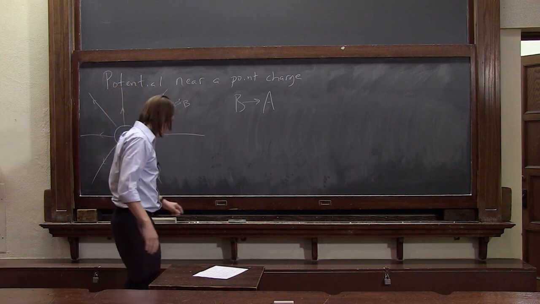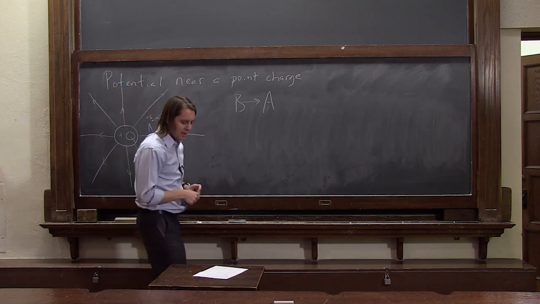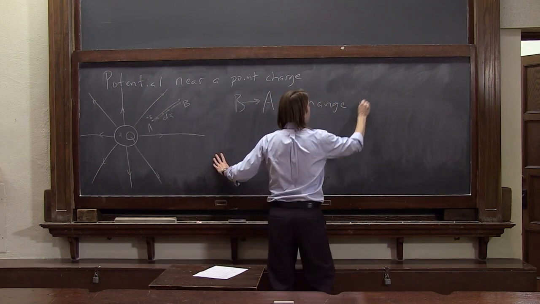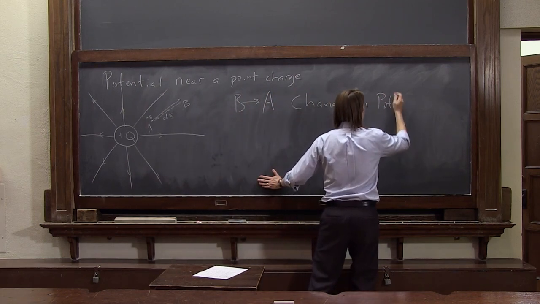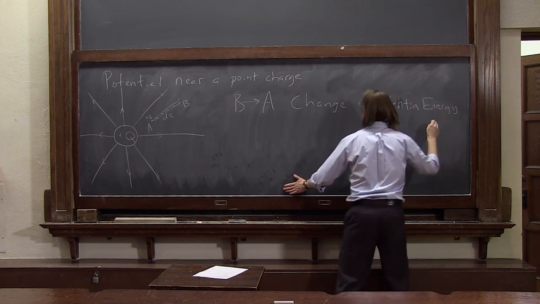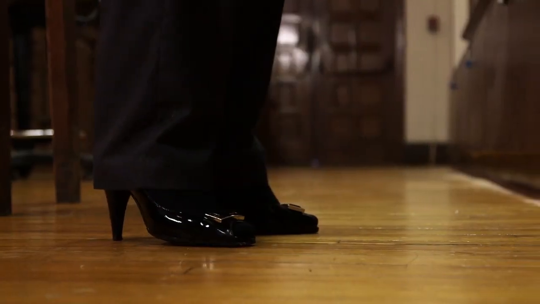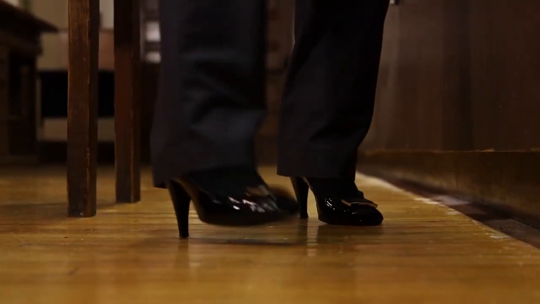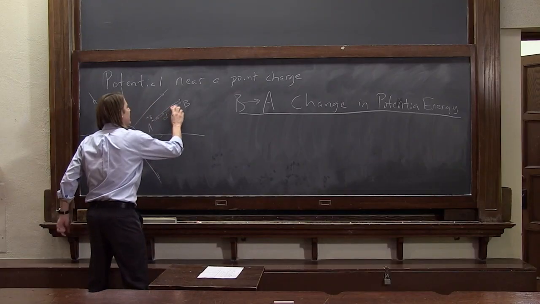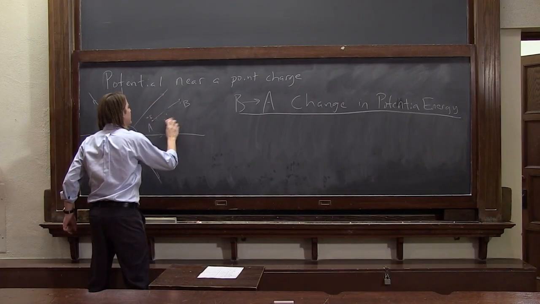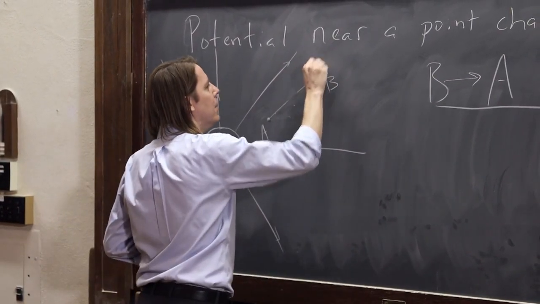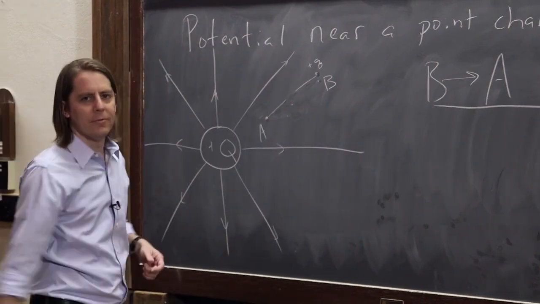Okay, let's see. So we're going to go from B to A. And again, we're calculating the change in potential energy. So now we're going to go a slightly different way. So let's not draw these ds's. That might change. Everything might change. We have our plus Q now sitting here going that way from B to A.